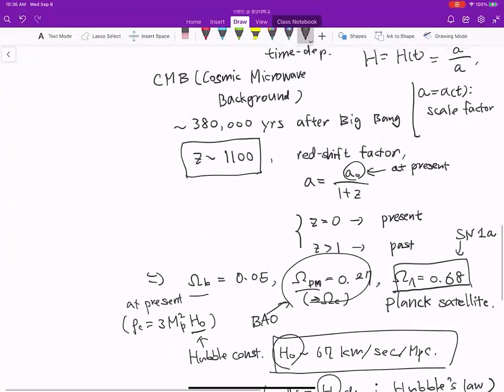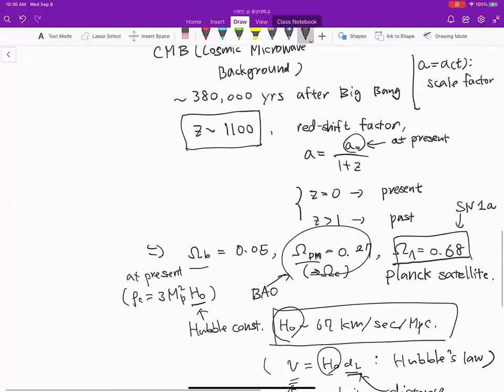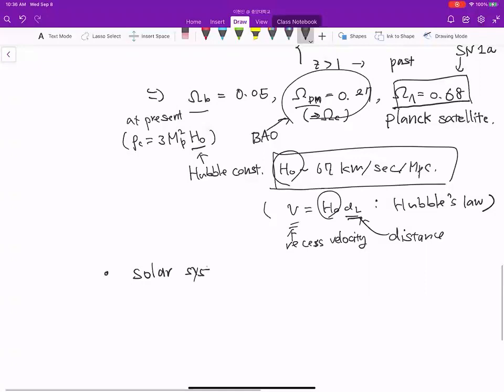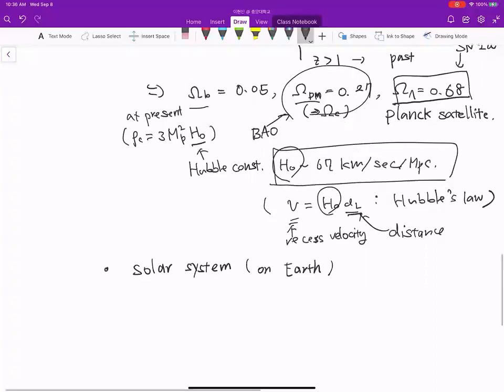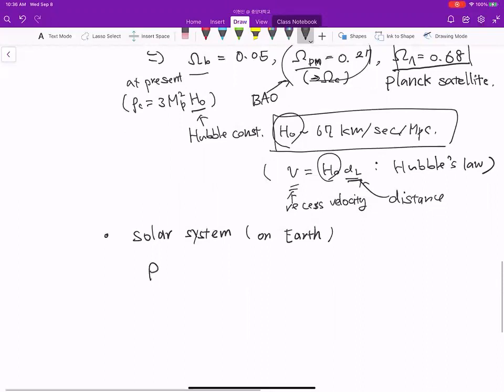And locally, in the solar system, the dark matter density does not change much, because the galaxy is so huge in comparison to the size of the solar system. So you can treat the dark matter density as constant over the solar system. But we need information on the local dark matter density, which is measured to be this size, 0.4 giga electron volt per cubic centimeter.